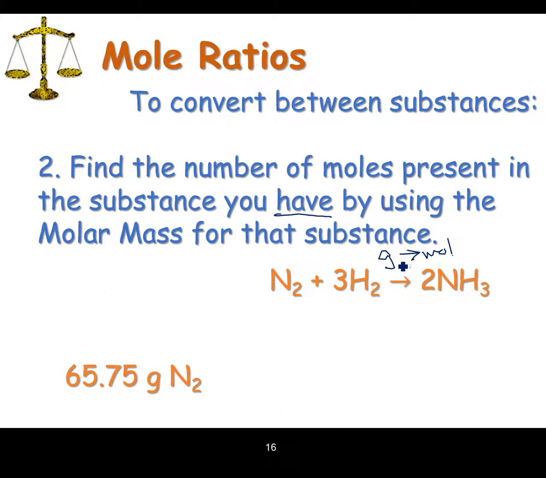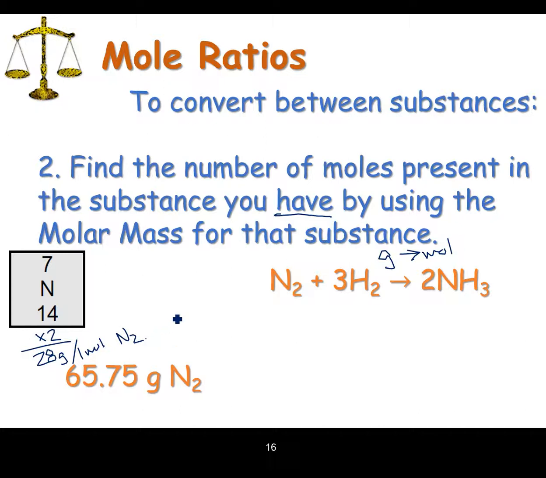So we looked at the periodic table for this substance. We see that a single nitrogen is 14, but in this compound there are 2. So to find the relative molecular mass, we're going to go 14 times 2, which gives us 28 grams per 1 mole for nitrogen gas. So take this N2, we can now go ahead and cancel grams of nitrogen on the bottom and find moles of nitrogen up on top.